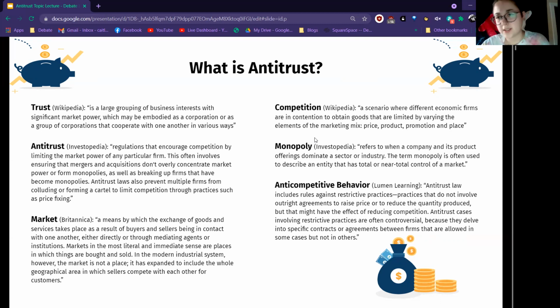And so trusts were basically the inspiration for the creation of antitrust law, which was meant to target those that had been formed and that were seen as hindering economic competitiveness and growth. And so antitrust refers to the regulations that encourage competition by limiting the market power of any particular firm. This often involves ensuring that mergers and acquisitions don't overly concentrate market power or form monopolies, as well as breaking up those that have.